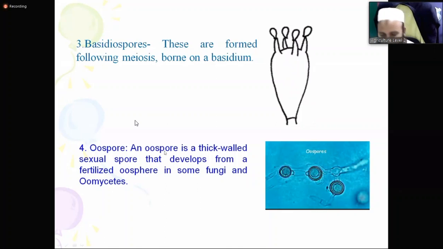Oospore. An oospore is a thick-walled sexual spore developed on the fertilized oosphere in some fungi and oomycetes. Some oomycetes and fungi produce a female egg-like structure. So these are called oospore. The word oospore comes from Oomycota, oomycetes. Now we do not say oomycetes are fungi because they have some different characters than fungi, but still we study them under mycology.